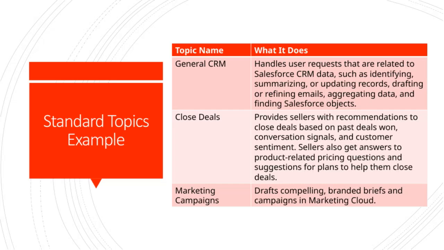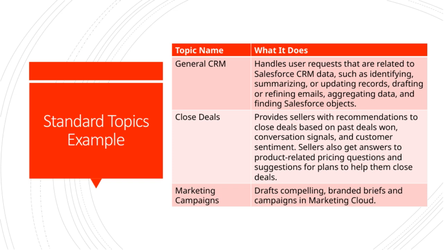Let's take a closer look at the main topics covered in this slide. First, we have the general CRM. This tool is designed to handle user requests related to Salesforce CRM data. It can identify, summarize, or update records, as well as draft or refine emails, aggregate data, and find specific Salesforce objects. Essentially, it helps streamline our interactions with the CRM to make data management more efficient.